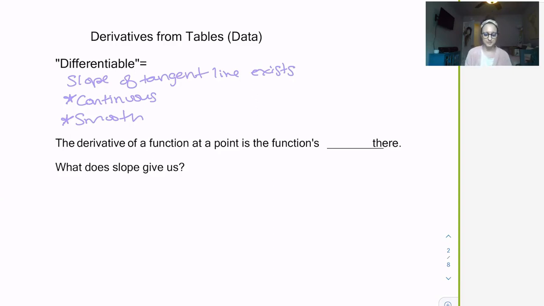All right, so the derivative of a function at a point is the function's what? It's the function's slope there, okay? And what does the slope give us? It gives us our rate of change. In other words, it measures how fast our function is moving with respect to our dependent variable. Typically that's time.